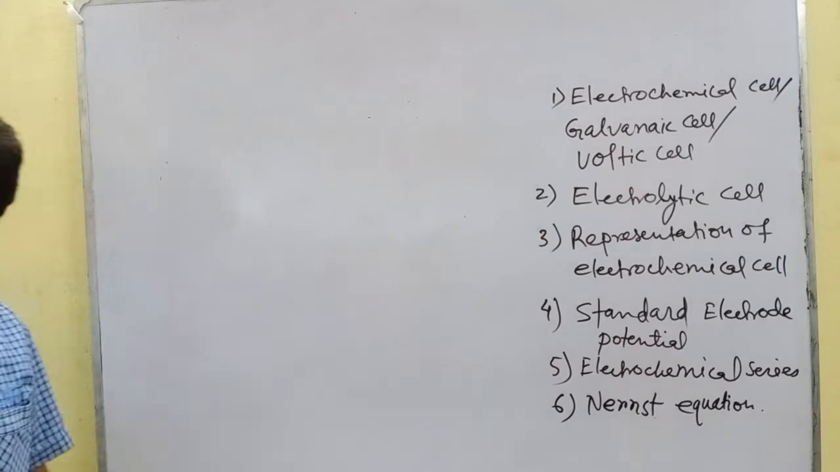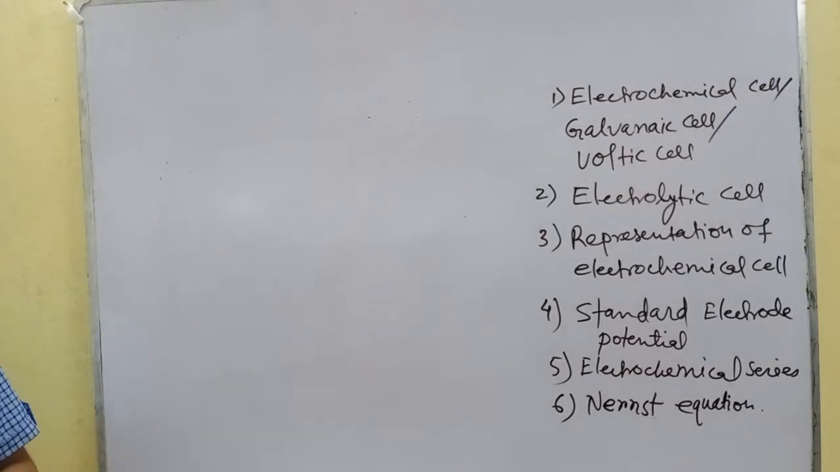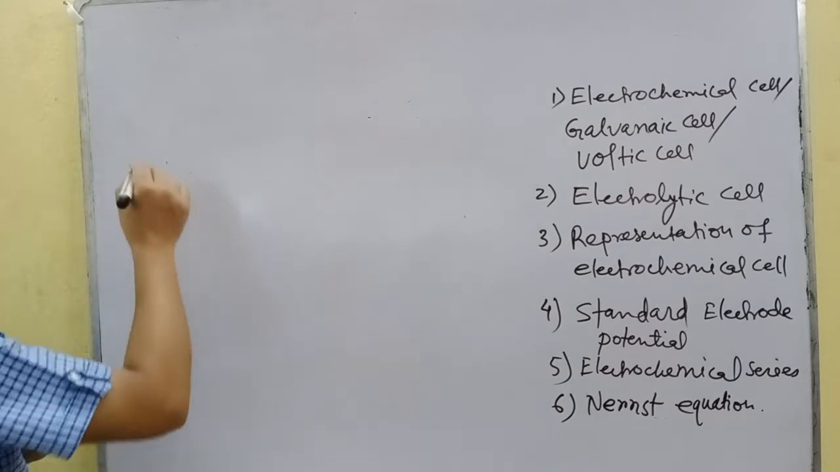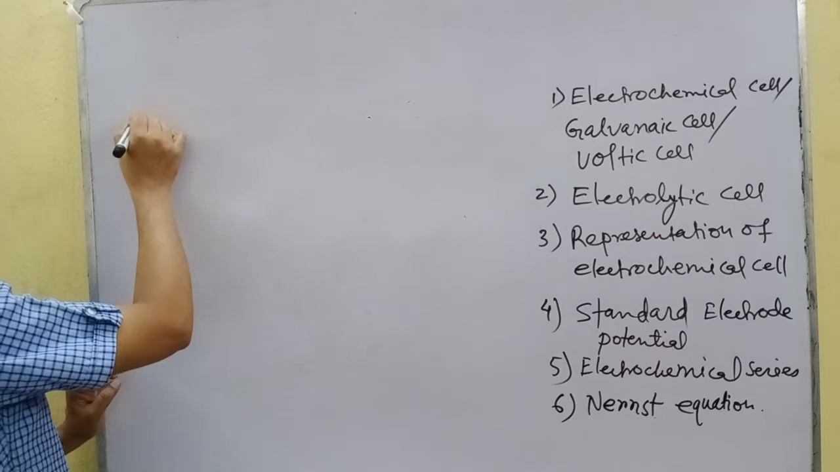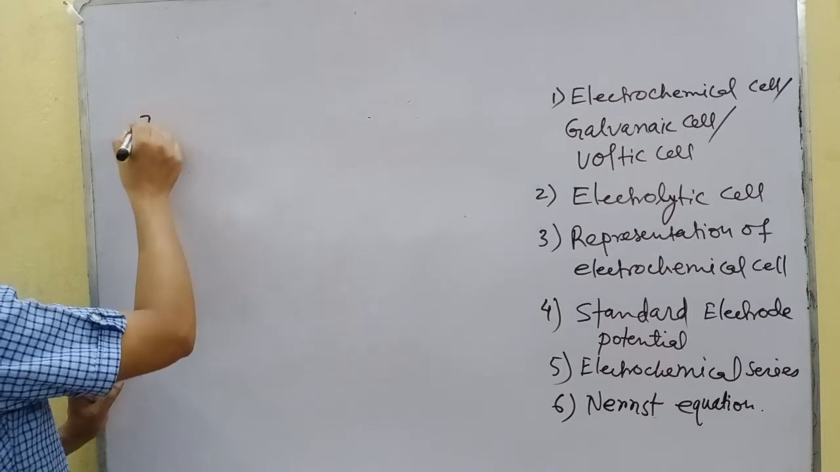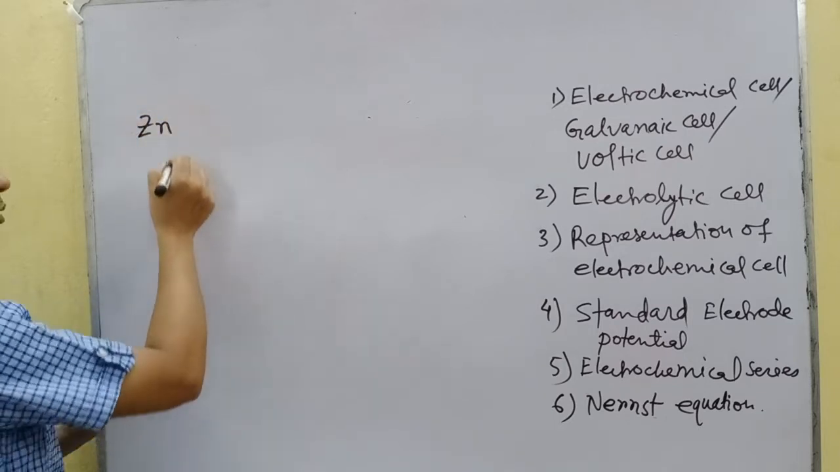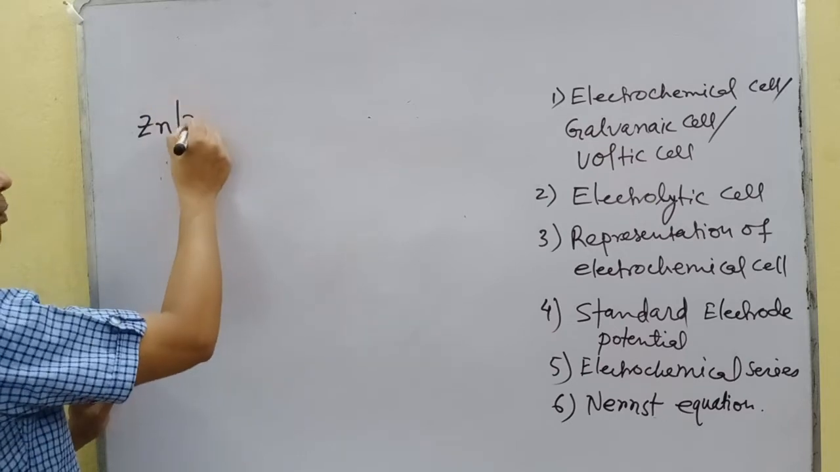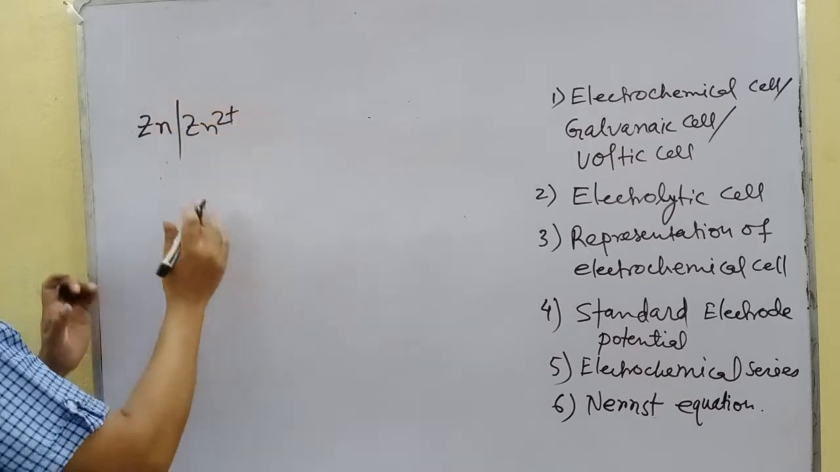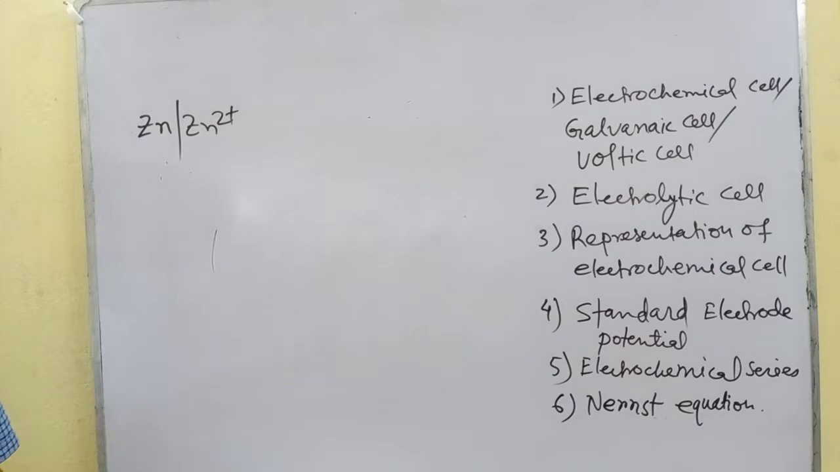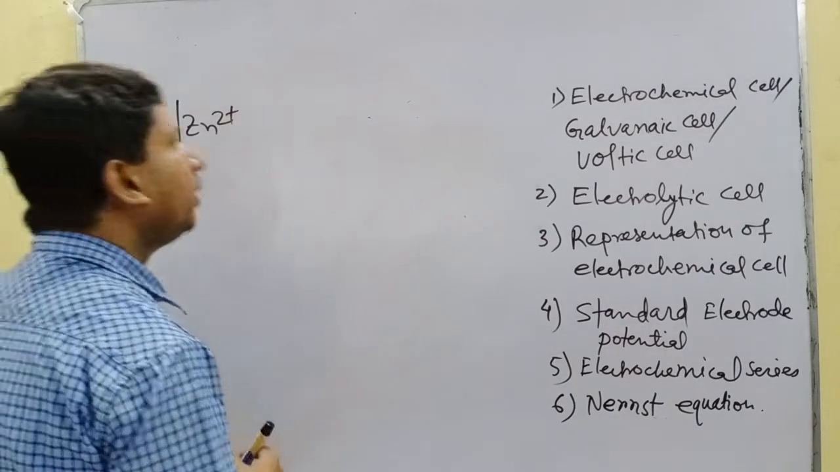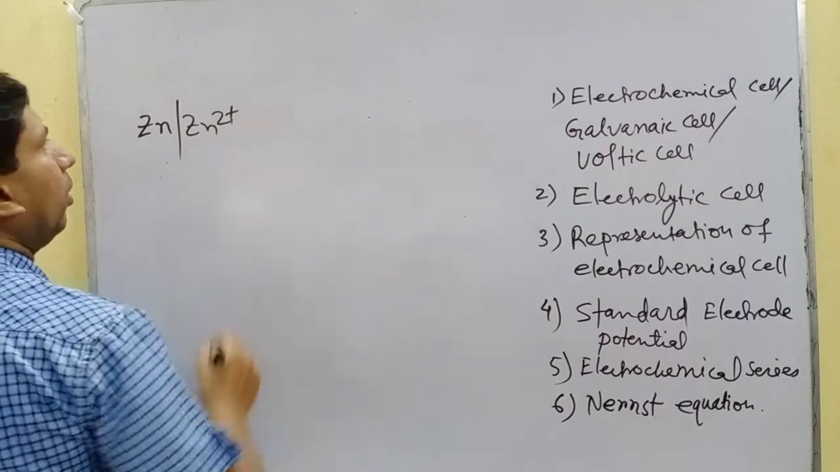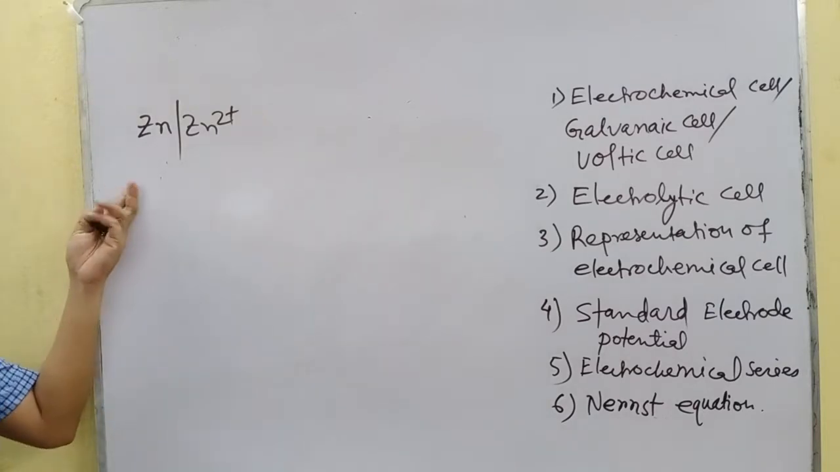First of all, we can write for this reaction the anode reaction, that is from zinc to Zn2+. The anode reaction is always written on the left hand side and the cathode reaction always on the right hand side.